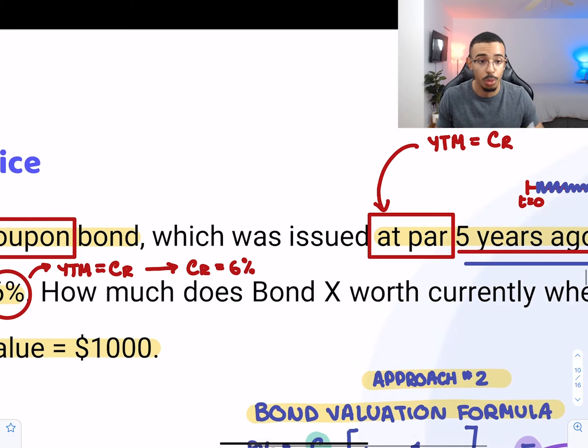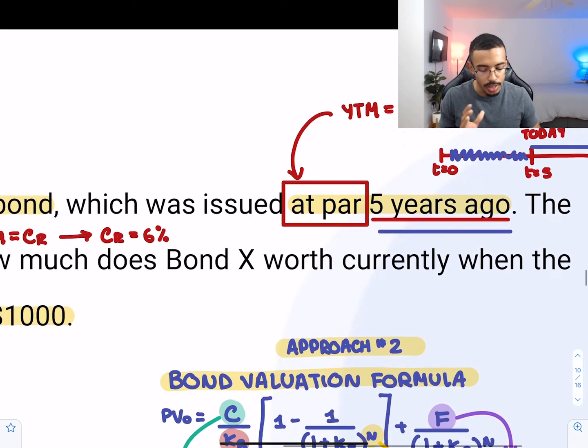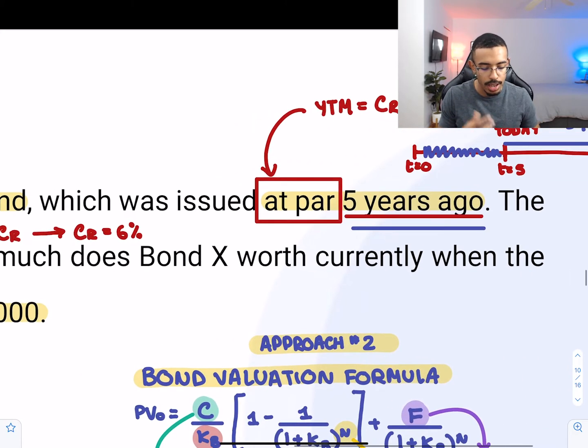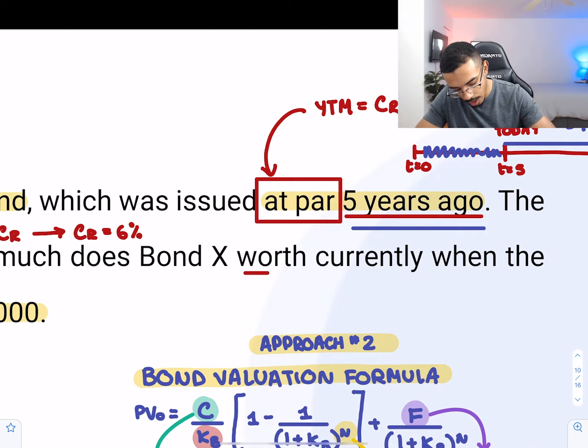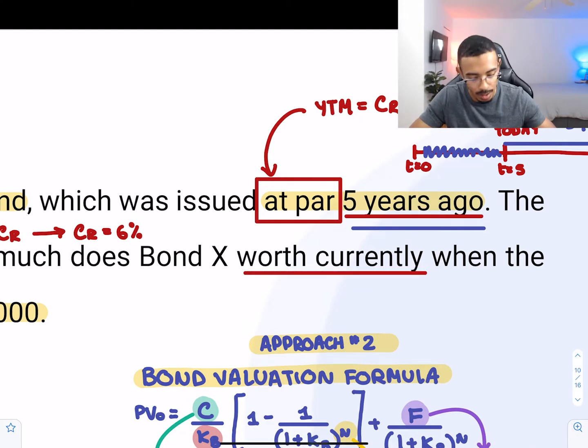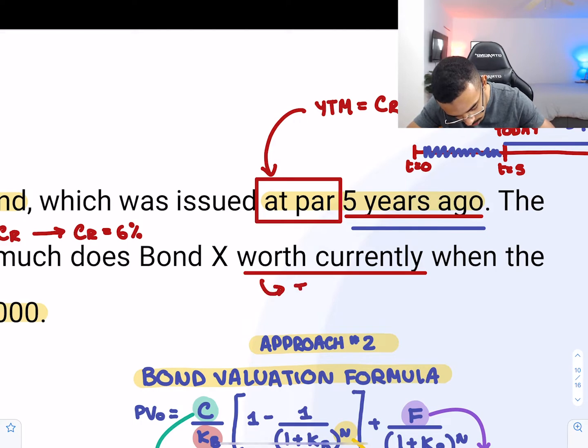Now, if we go through the question a little bit more, we tell you, how much is bond X worth currently, okay? And this is just another way to say, what is it worth today? What is bond X worth today?